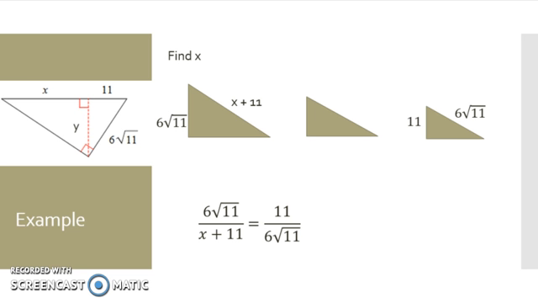Cross multiply, you get 11x plus 121. This is where the hard part comes in. 6 times 6 is 36, times the square root of 11 times the square root of 11. Well, two square root of 11s just make 11. So this is really just 6 times 11. So it becomes 396. You could also just type that in the calculator, 6 square root of 11 times 6 square root of 11. Subtract 121 from both sides and you get 275. Divide by 11 and you get 25.